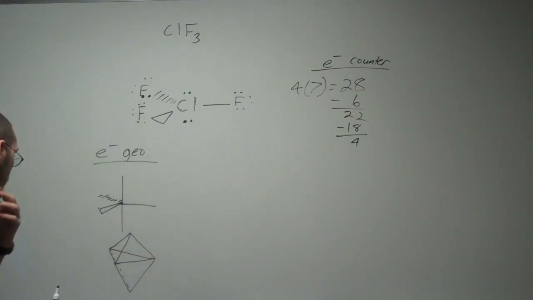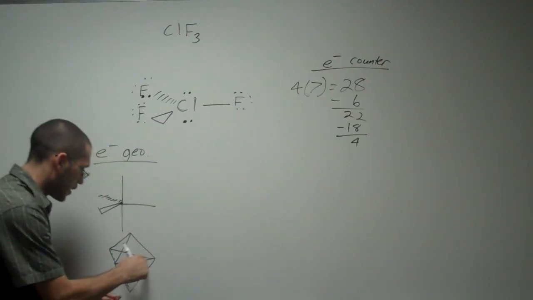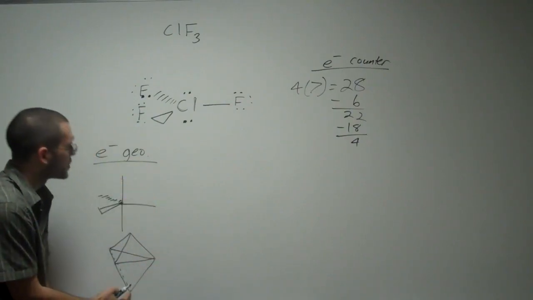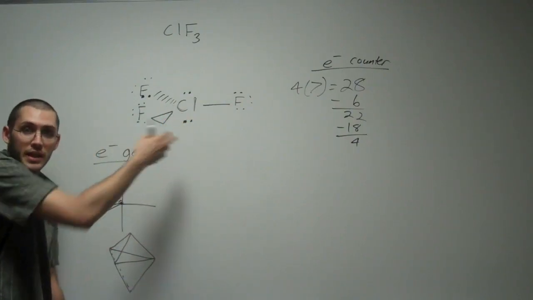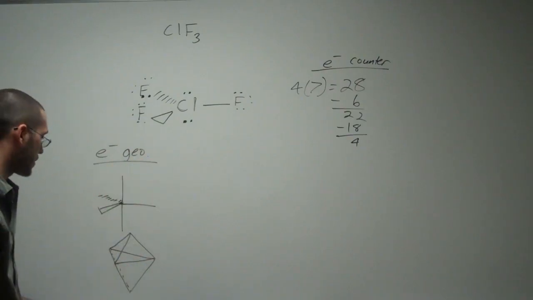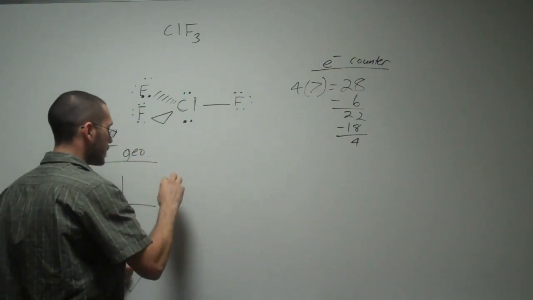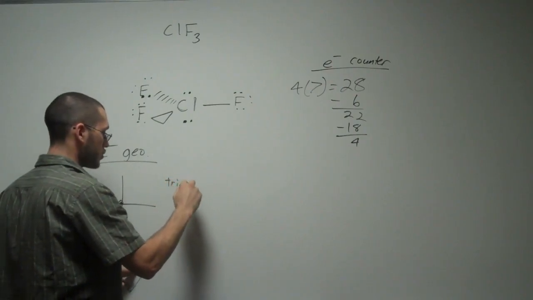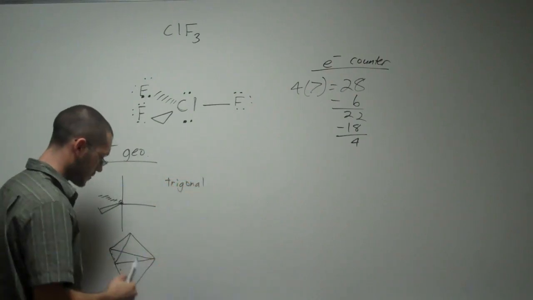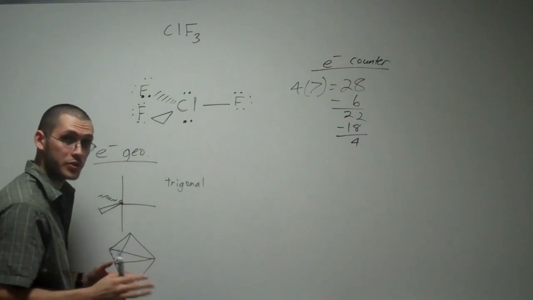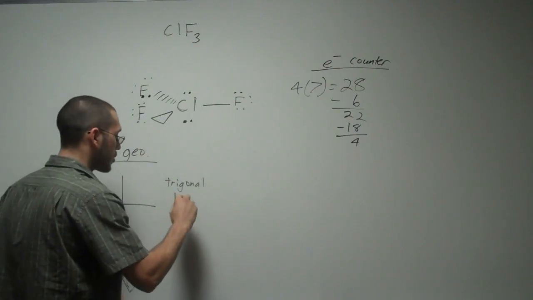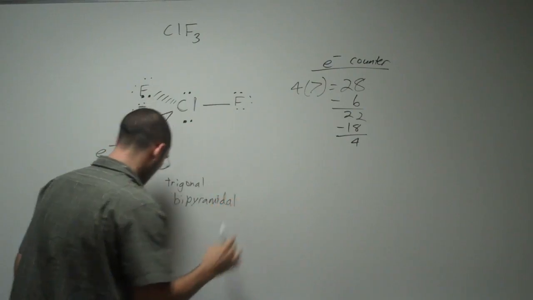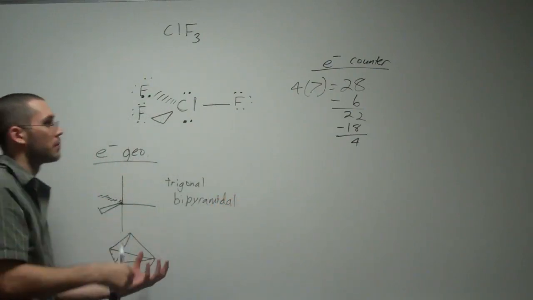Alright, what we have here is a triangular base with a pyramid up top and a pyramid on bottom. This pyramid is on bottom because I have electrons on bottom, and I need to consider the electrons for the electron geometry. So this would be trigonal, because it's a triangular base, right here, this triangular base that I originally drew. Bipyramidal, because I have two pyramids, one on top, one on bottom.